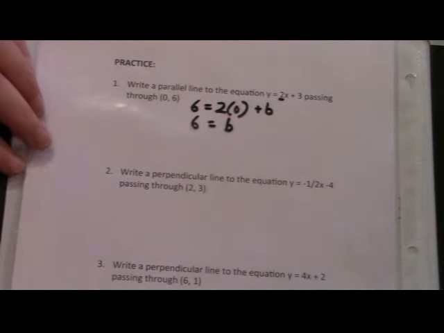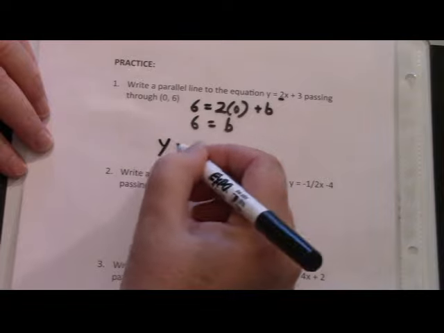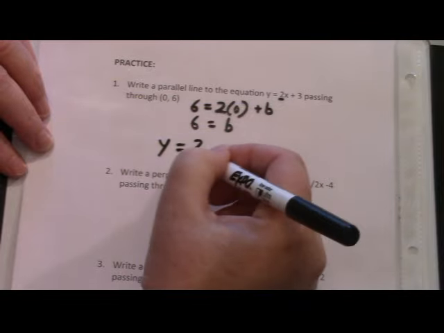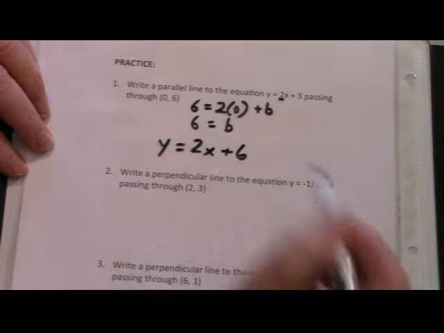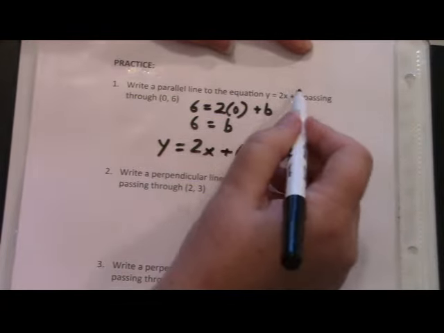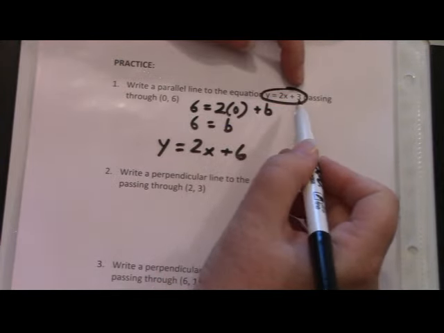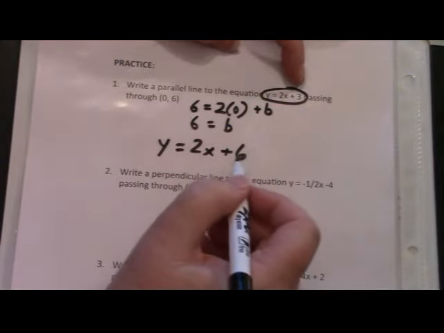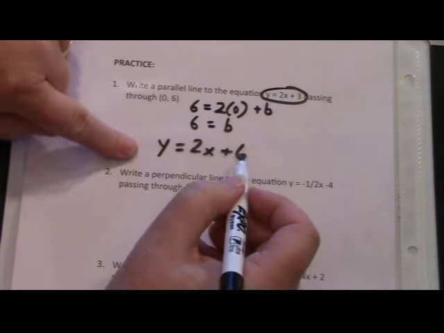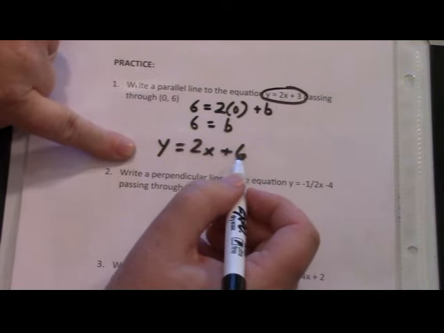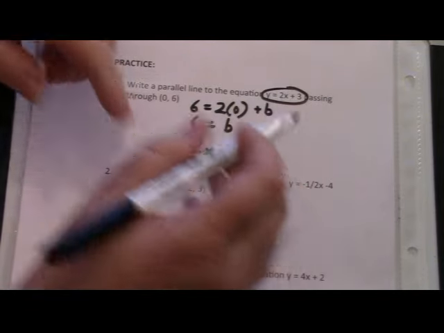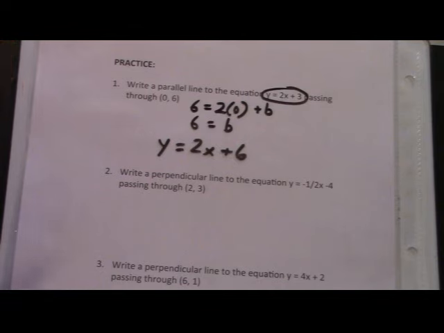What's our new equation going to be? It's going to be y equals 2x plus 6. So you can see our original line was crossing the intercept at 3 on the y-axis. This new line is going to be passing at positive 6 on the y-axis. It's going to be a parallel line, but it's just going to be shifted up.